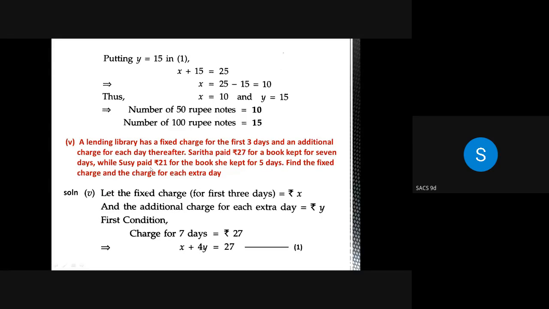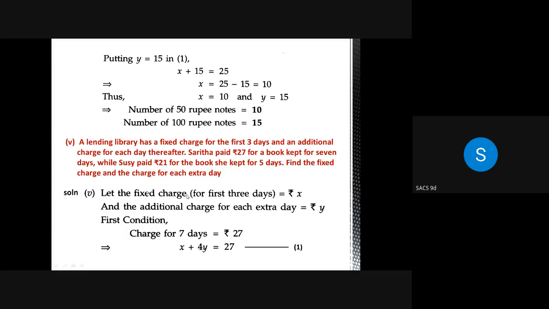Next question, question number 5, fifth word problem. A lending library has a fixed charge for the first 3 days and an additional charge for each day thereafter. Sarita paid rupees 27 for a book which was kept for 7 days, while Susie paid 21 rupees for a book she kept for 5 days. Find the fixed charge and the charge for each extra day.